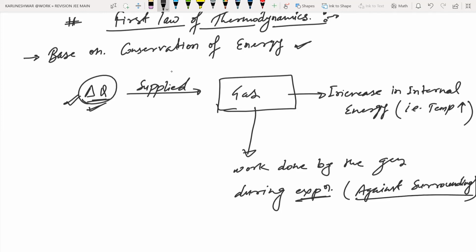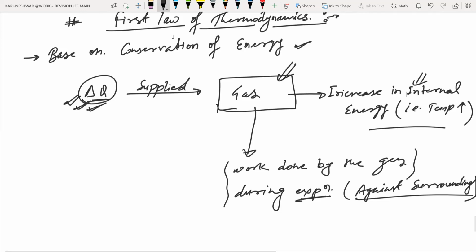So you need to keep in mind that whenever we supply heat to a gaseous molecule, two things happen. One, the gas expands, and two, the internal energy also increases. Internal energy increase means we are providing some energy, so the temperature will increase, and work is done by the gas during the expansion.